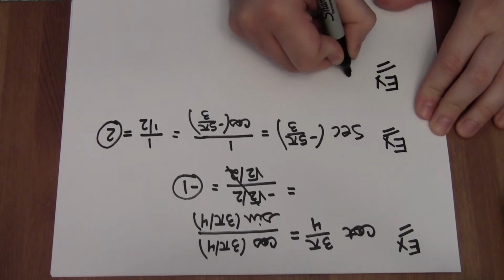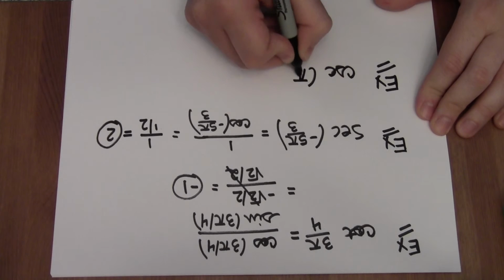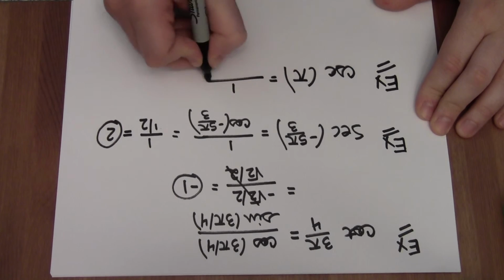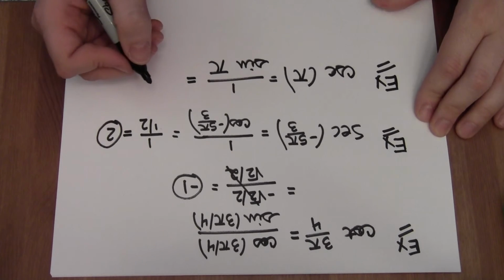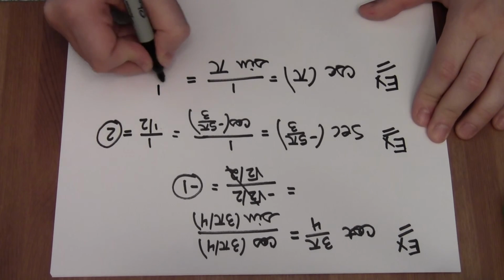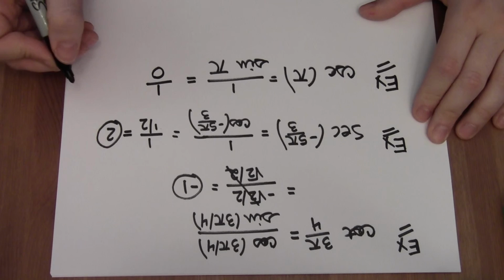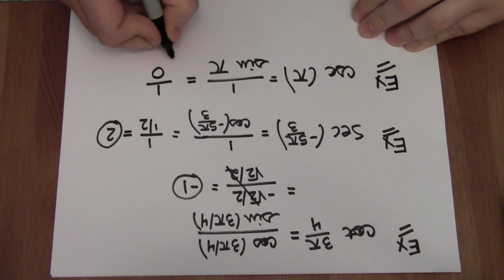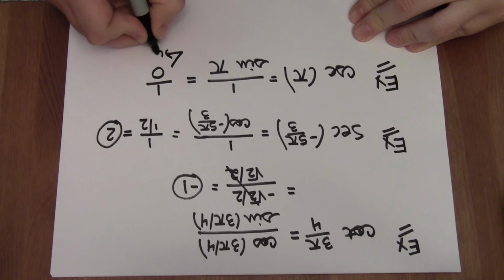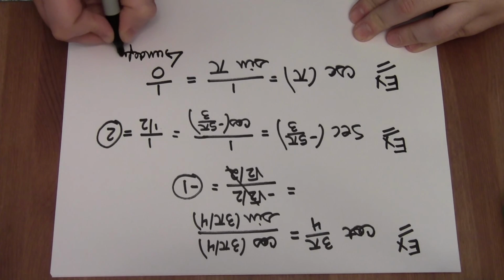Finally, the cosecant of pi equals 1 over the sine of pi. Sine of pi is just 0, so my cosecant is 1 divided by 0. But you're not allowed to do that. You're not allowed to divide by 0, so we have to say that our cosecant is undefined.